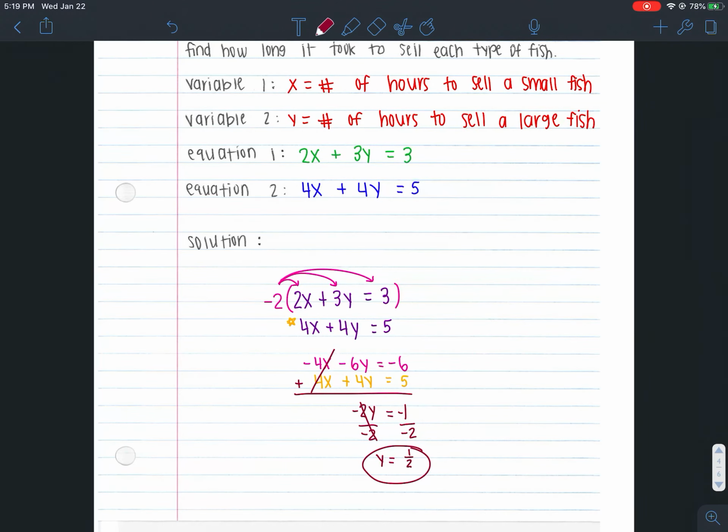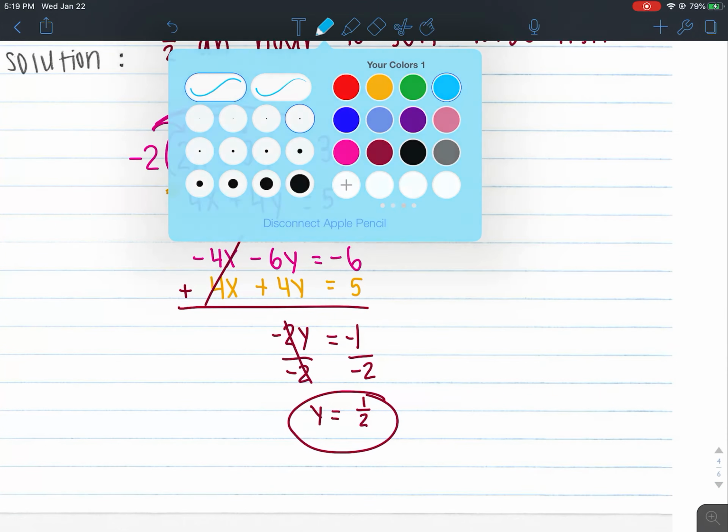So let's talk about what y equals here. Well, y is the number of hours to sell a large fish. So how long did it take to sell a large fish? Remember, y is the number of hours. Well, what did we get for y? We got 1/2. So that means it took half an hour to sell a large fish. Do we know how long half an hour is? 30 minutes. So it took 30 minutes to sell a large fish, or half an hour.